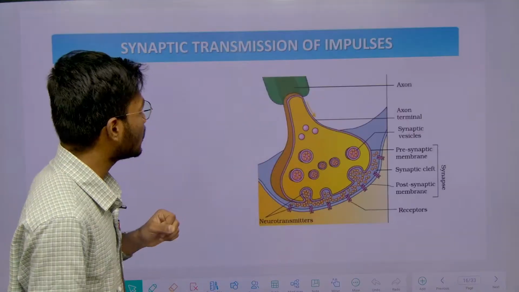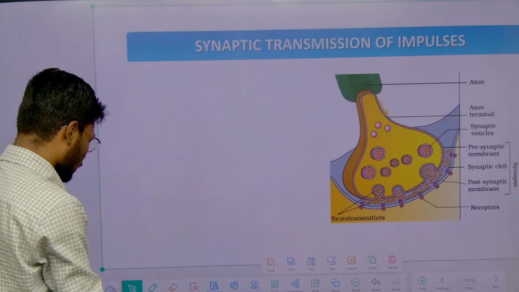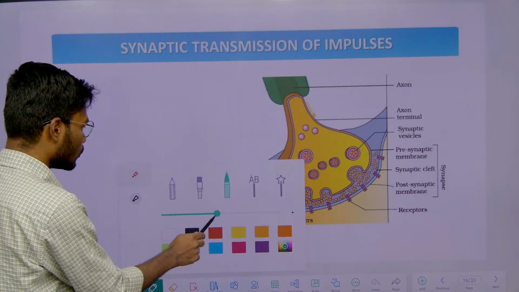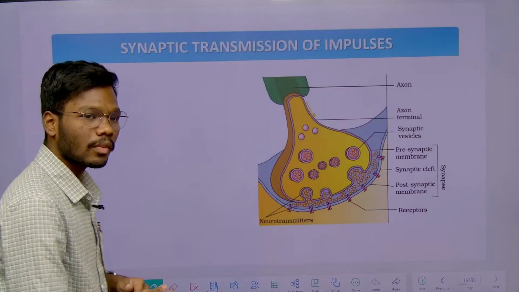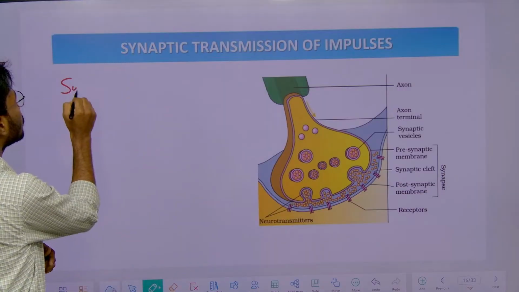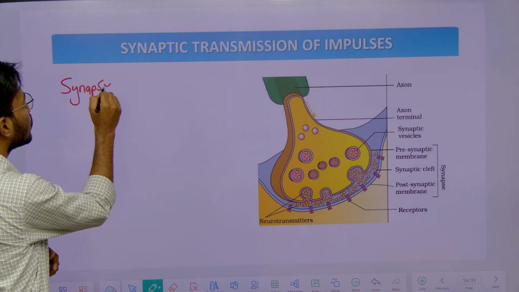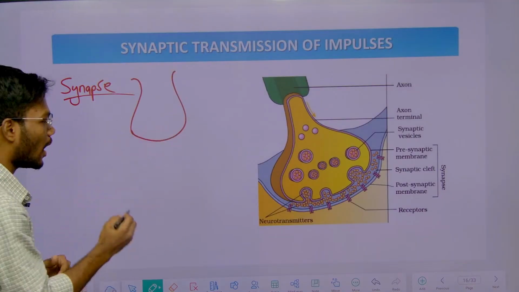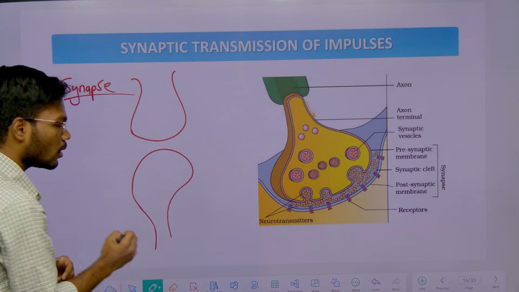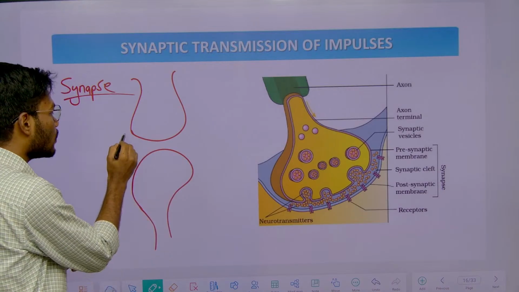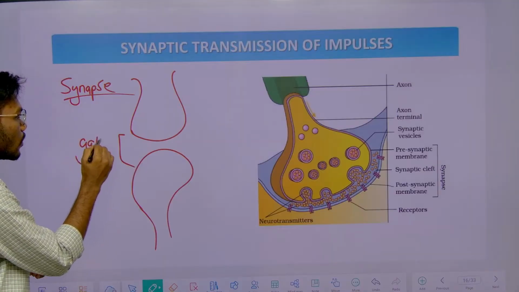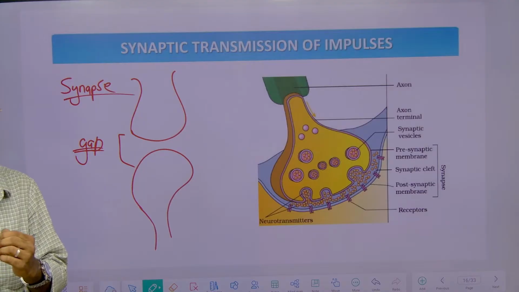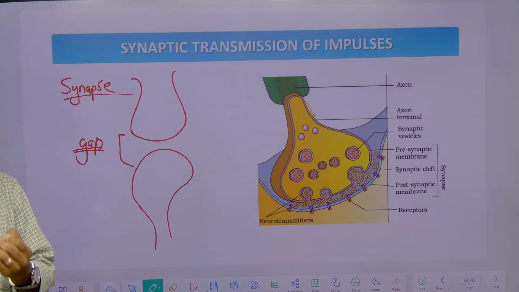Starting with synapse. So what is synapse? First we have to understand what is synapse. There is one neuron and there is another neuron. In between the neurons we have some gap. So that gap is called what? Synaptic gap or synaptic cleft.